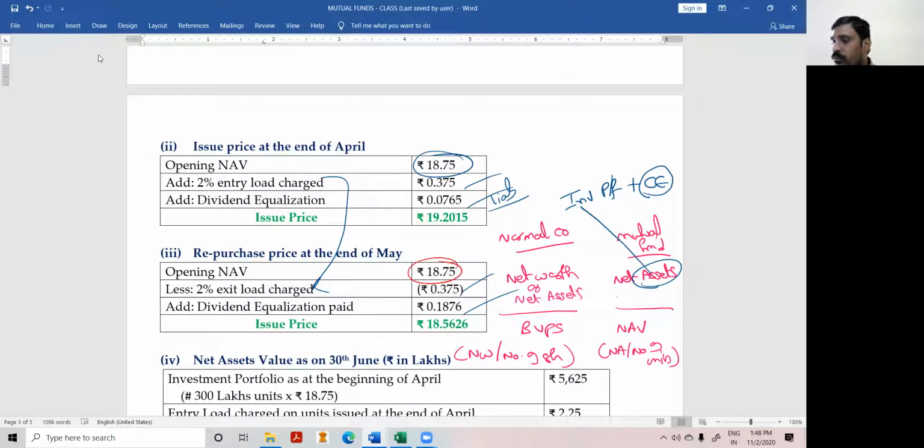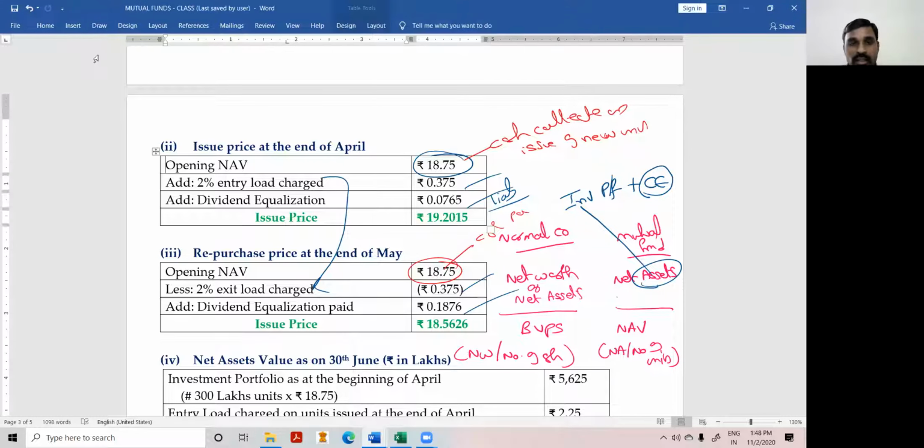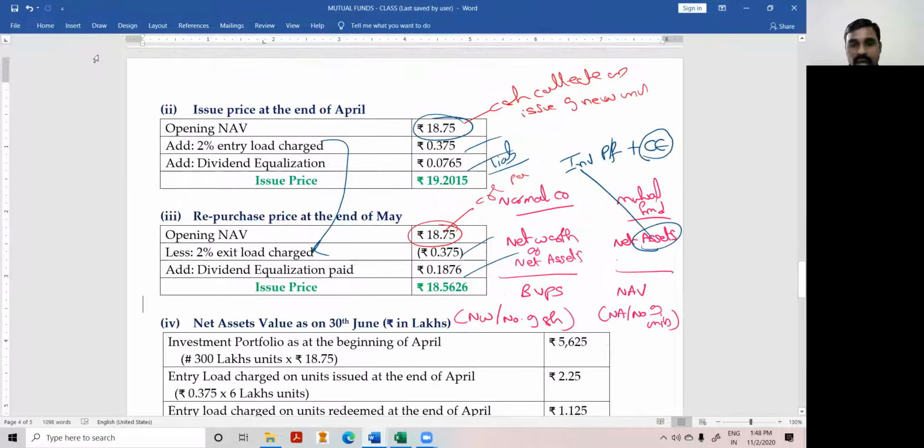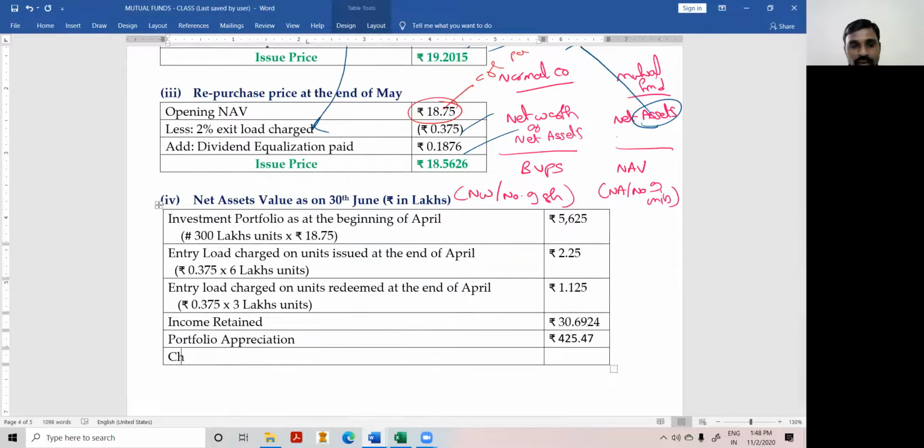But what is missing is this point: the change in cash and cash equivalents, because it is the cash collected on issue of new units, and the cash paid on redemption of units, which we have not considered. Dividend equalization paid we have taken as a payment. Therefore, that is the point: change in cash and cash equivalents that we have to consider.